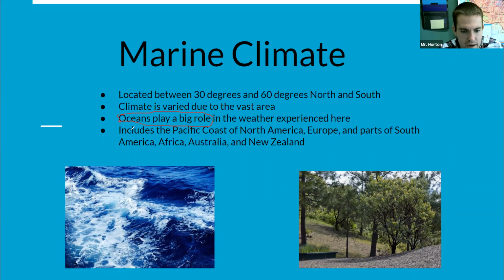And the marine climate, it varies. They tend to have a lot of warmer temperatures. They get a lot of wind, some rainfall, and some storms. This includes the Pacific coast of North America, Europe, and parts of South America, Africa, Australia, and New Zealand. So this is a big range of climate, but the ocean basically affects the climate in this area. So that's all we need to say for the marine climate: the ocean plays a big role.